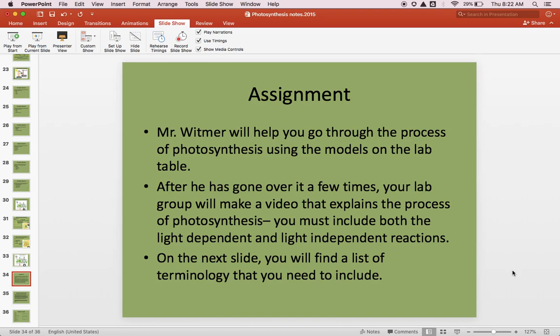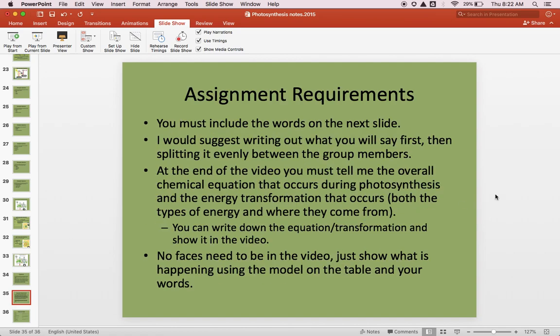And with the video, you're not going to have to put your faces in it. You're actually going to be taking a video of the model on the table and you moving through the different parts of the model and explaining what's happening. So make sure you split up these parts evenly between your group members. You'll also be graded on that as well.